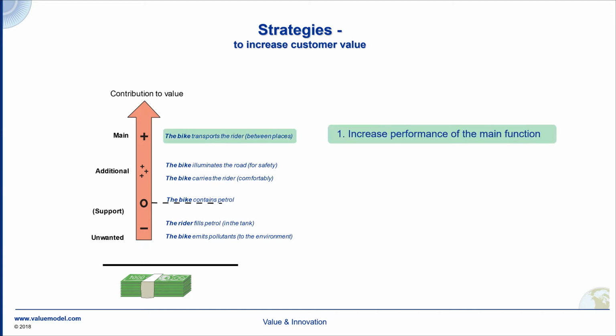Firstly, increase the performance of the main function, if the customer is willing to pay for it. Not only pay for the increase in performance, but it should also cost you substantially less to provide this increase. It's a commercial decision and not a technical one.